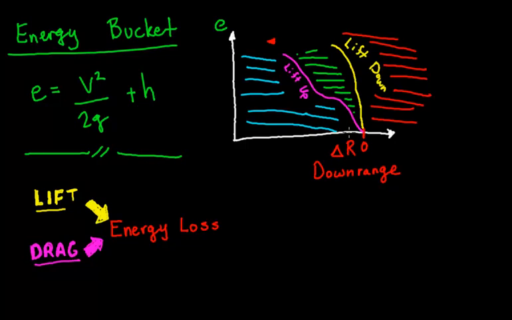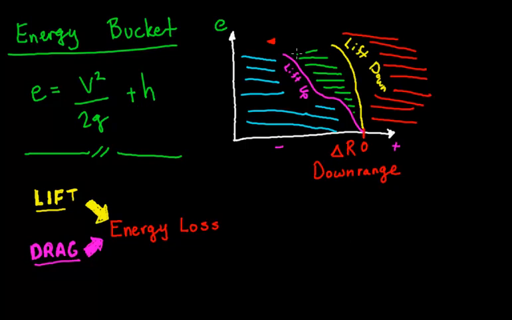So if you're over here, my sign convention is that this is negative downrange. And when you're over here, you have positive downrange. This means if it's negative, you're not flying long enough. And if you're positive, it means you're flying past the target. You're flying too far. So let's take a look at what this crazy looking thing is.